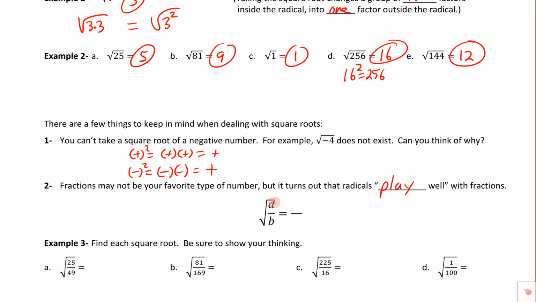If we're taking the square root of a fraction, what we can do is we can do this. We can do the square root of the top and put it over the square root of the bottom, and then figure them out separately.